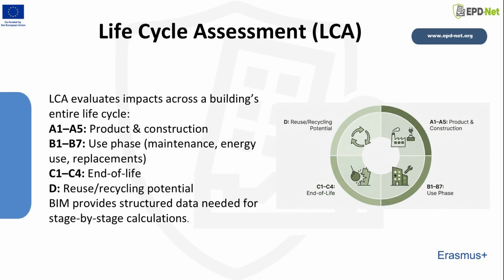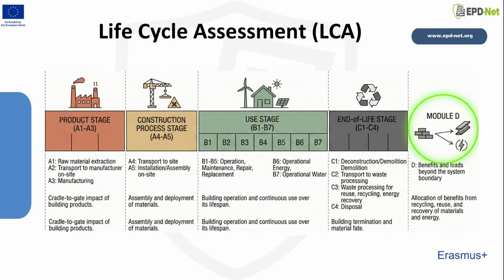In building assessments, these are typically divided into product stage, A1 A3, construction, A4 A5, use phase, B1 B7, end of life, C1 C4, and potential reuse or recycling, D. BIM models provide quantity takeoffs and material assignments needed for the early calculation of A1 A3 impacts, which represent embodied carbon. As the model progresses, operational energy data and maintenance schedules allow designers to evaluate the use phase impacts. This structured approach ensures that all life cycle stages are analyzed systematically.